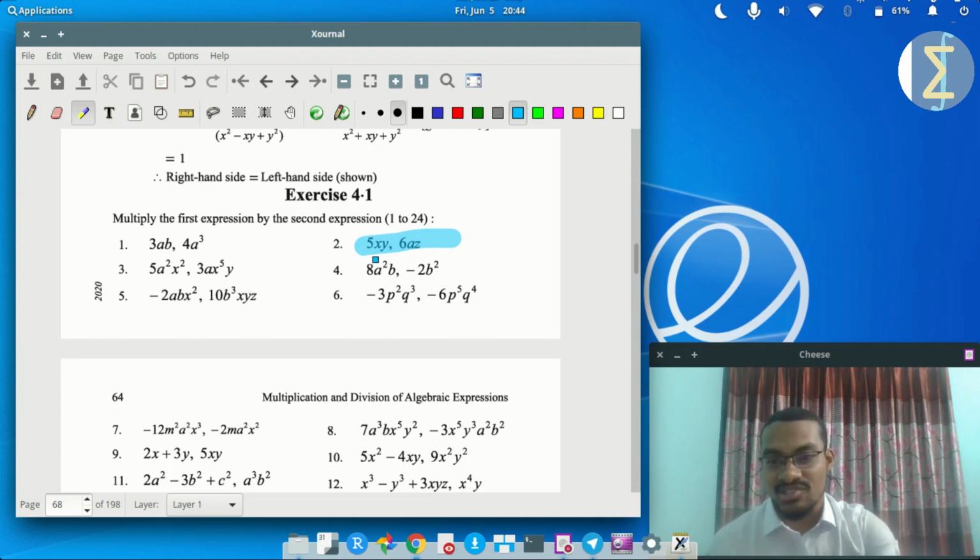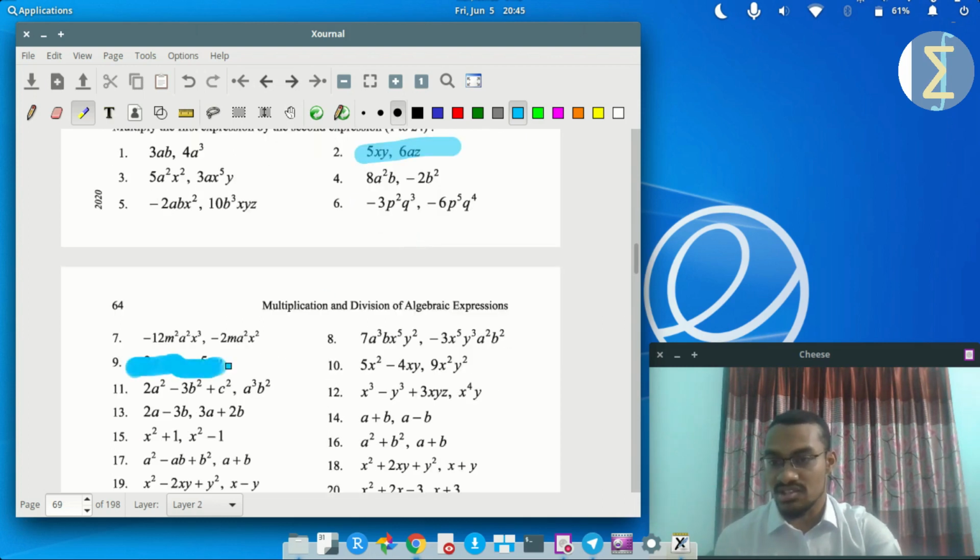There are two quantities, 5xy and 6az, or in American English, z. So we get 5 times 6, 30, and there is 1x, so we have x, there is 1y, and there is 1a and 1z, so we get 30xyaz, or if we organize them, it would be 30axyz. Okay, that's how simple it is.